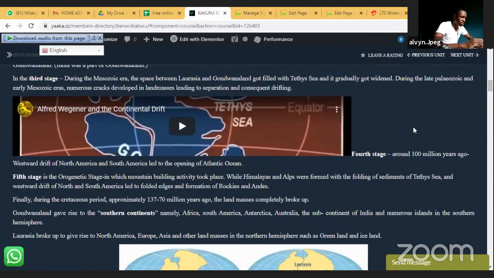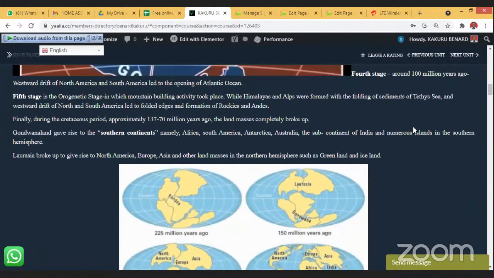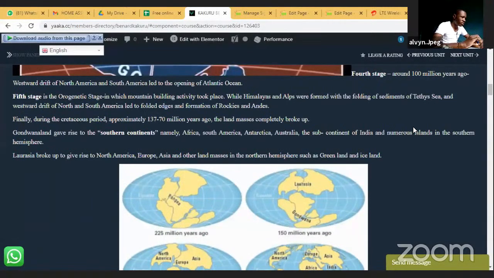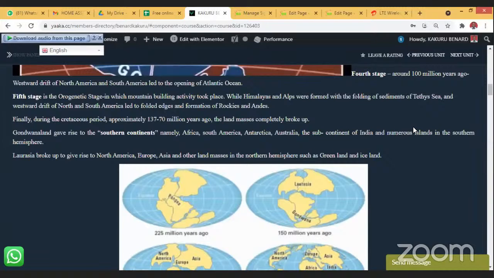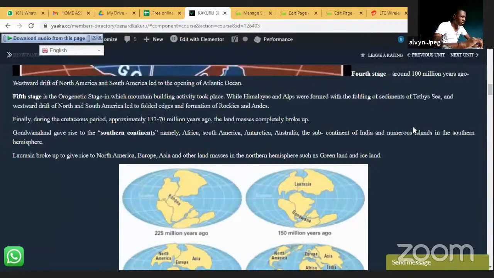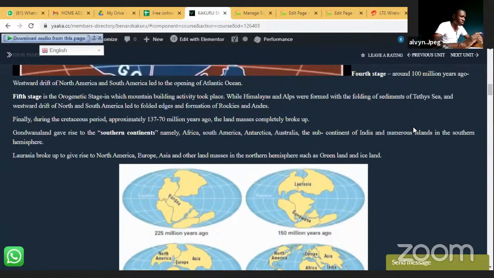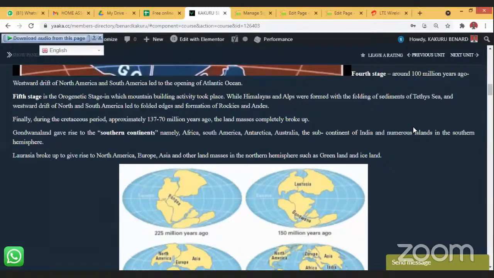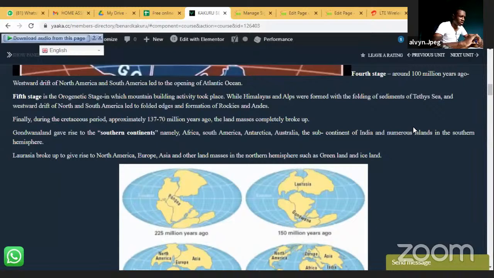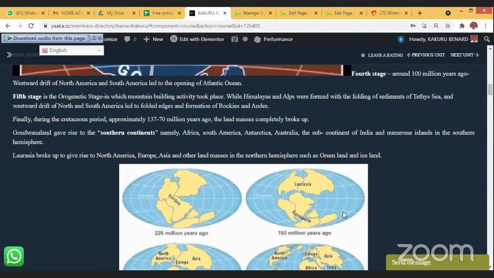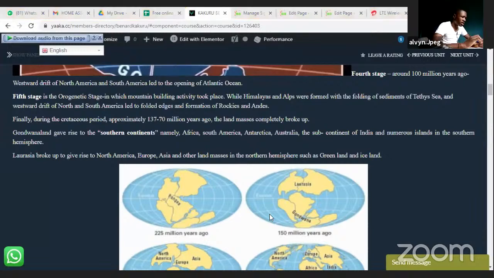Fourth stage, around 100 million years ago, westward drift of North America and South America led to the opening of the Atlantic Ocean. The fifth stage is the orogenic stage, in which mountain building activity took place. The Himalayas and Alps were formed with the folding of sediments of the Tethys Sea, and the westward drift of North and South America led to folded edges and the formation of the Rockies and Andes.